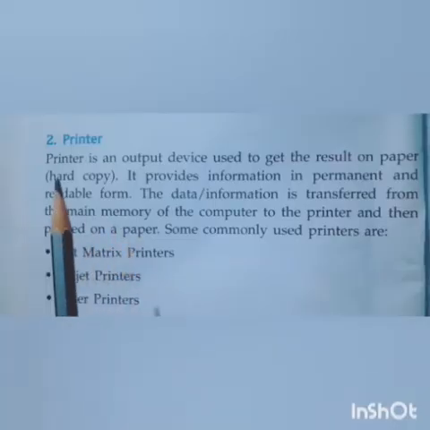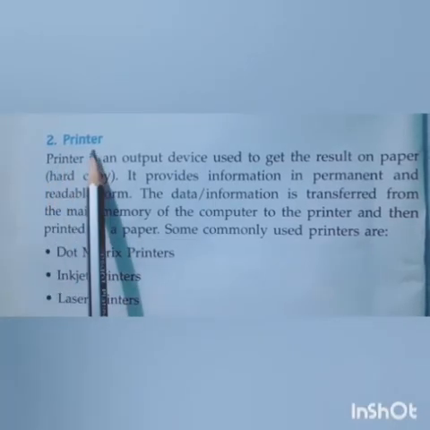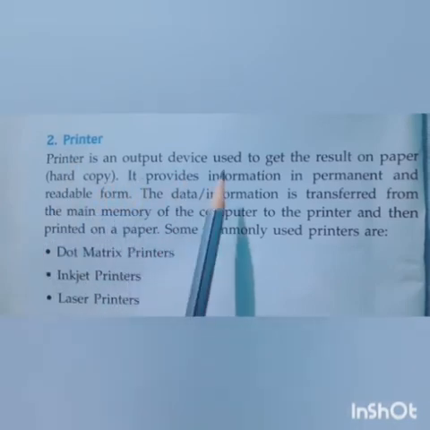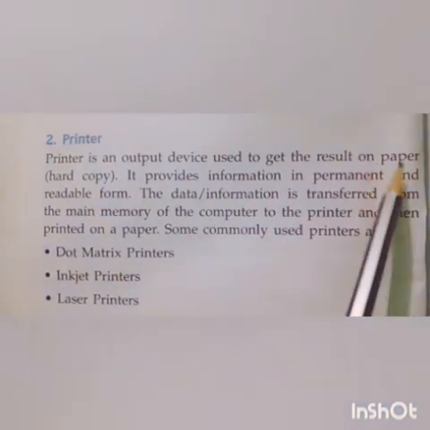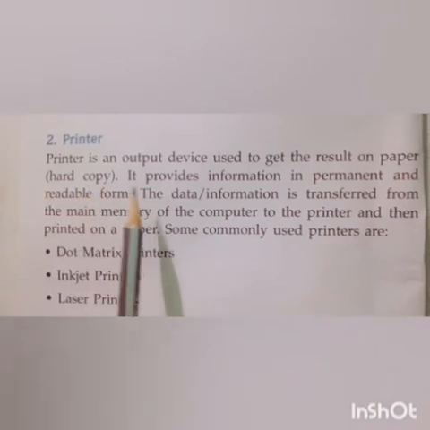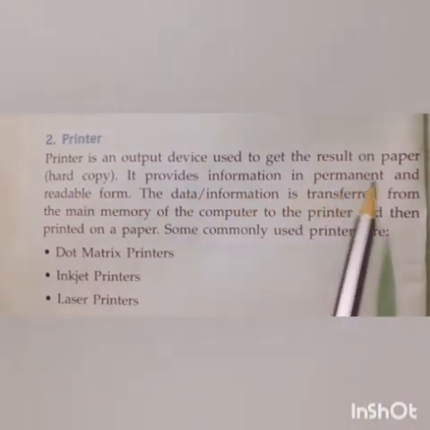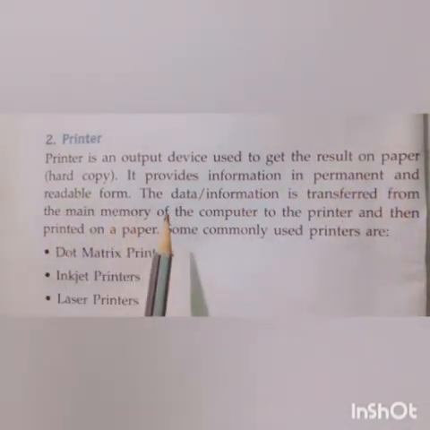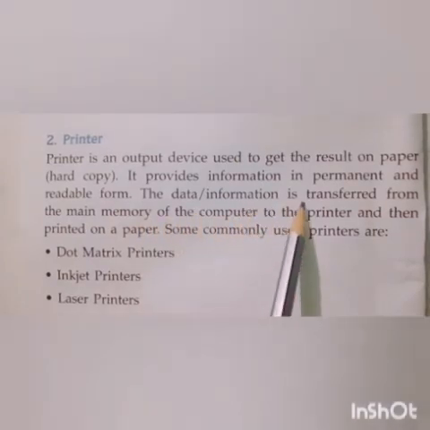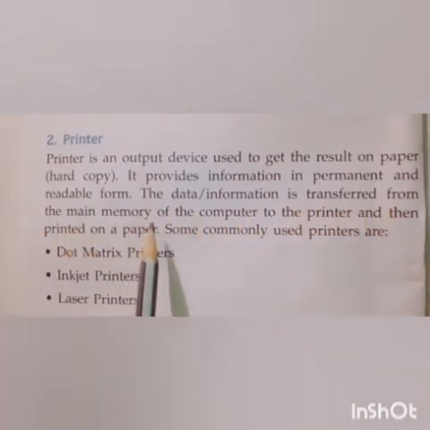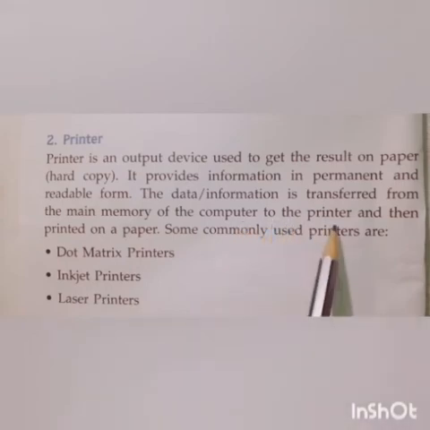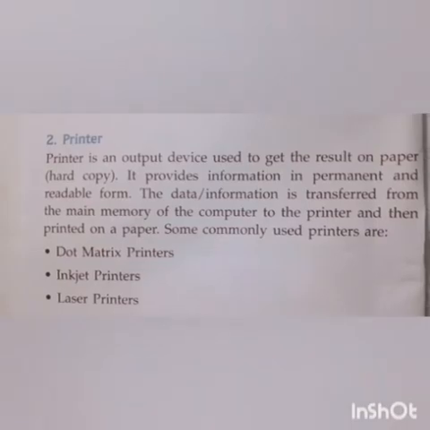Now here comes our next output device, the printer. A printer is an output device used to get the result on paper, a hard copy. It provides information in permanent and readable form. The data information is transferred from the main memory of the computer to the printer and then printed on paper. Some commonly used printers are dot matrix printers, inkjet printers, and laser printers.